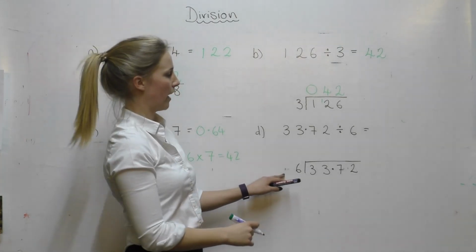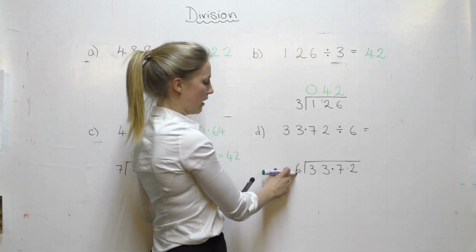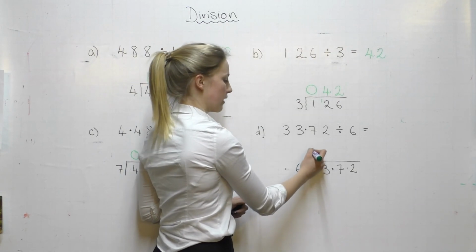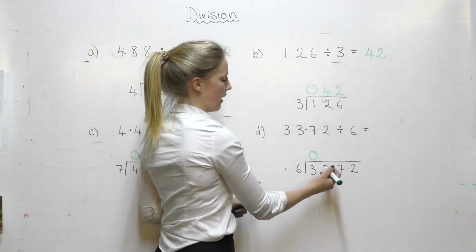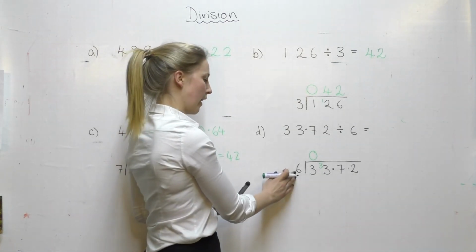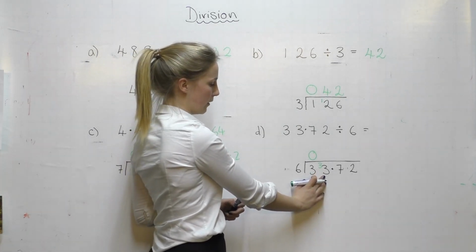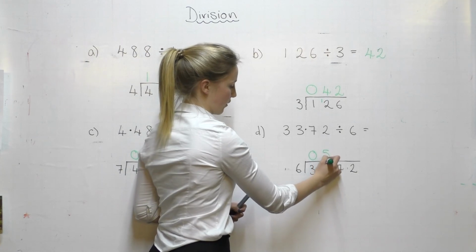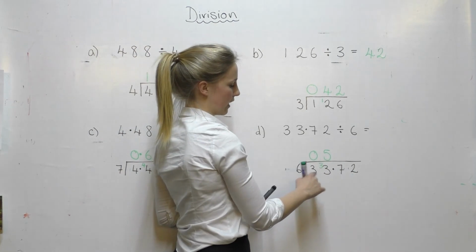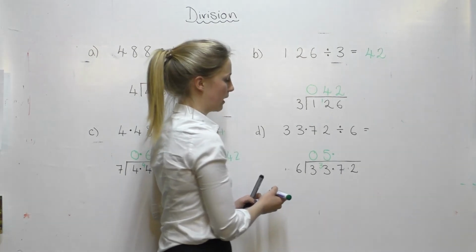Lastly then, we have 33.72 divided by 6. Again, I think, how many 6s fit into 3? Well, there are no full lots of 6 that fit into 3, and that leaves me with 3 left over, 3 to carry. I then think, how many 6s fit into 33? Thinking about my 6 times table, I know that 5 lots of 6 make 30. So I'm going to have 5 lots of 6 fit into my 33. Again, I don't move my decimal point, so I keep it there.